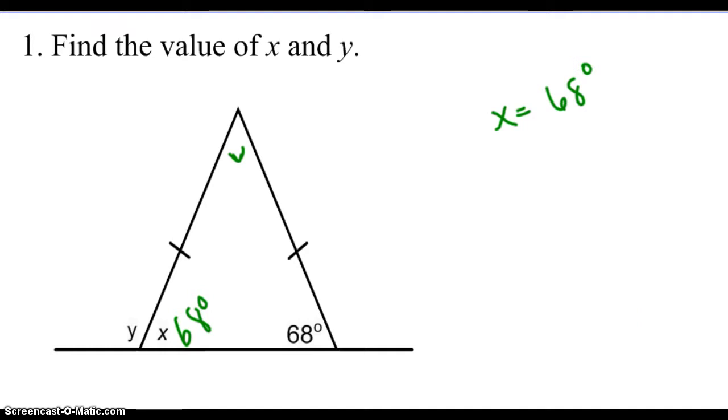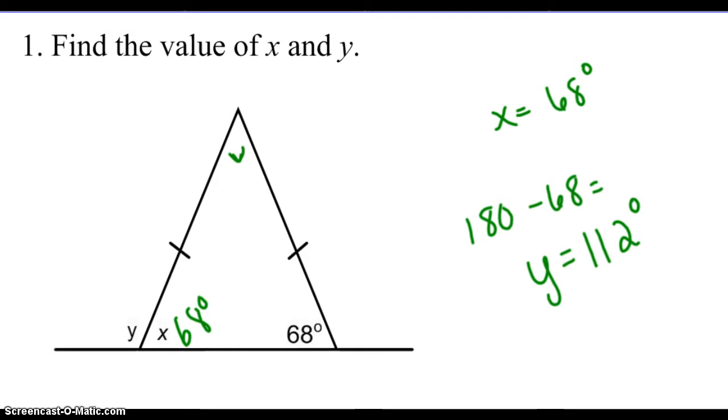And then I ask myself, well, how do I find y? Well, what type of angle pair are x and y? Linear. They form a line. So all I'm going to do is take 180 and subtract 68, and my answer is that y equals 112 degrees. And that's it. Let's look at the next one.